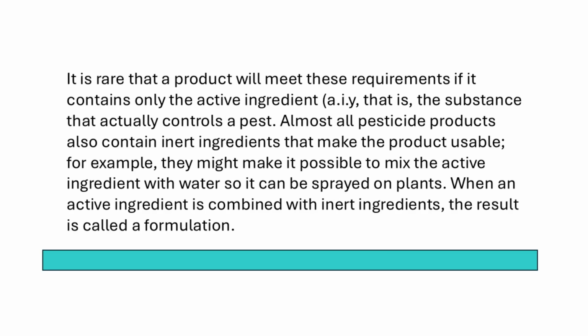It is rare that a product will meet these requirements if it contains only the active ingredient, AI, that is, the substance that actually controls a pest. Almost all pesticide products contain inert ingredients that make the product usable. For example, they might make it possible to mix the active ingredient with water so it can be sprayed on plants. When an active ingredient is combined with inert ingredients, the result is called a formulation.